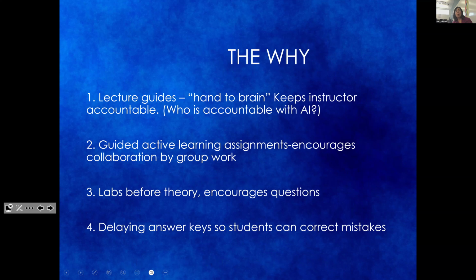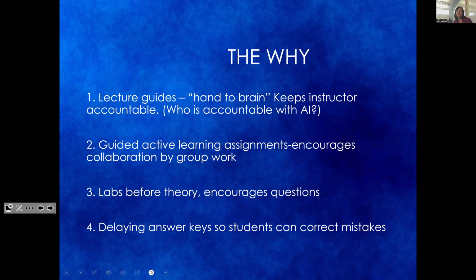So the why, this is why I do what I do. So I have the lecture guides, which keep up, there's videos where the student has to write by hand. So you have that hand to brain philosophy where they have to write out each problem, which keeps me accountable. And that's important because the students say, well, this is on a test. Well, it's covered on page 59. So now you know that you should have looked at it. But who is actually accountable with AI? And that's just a question here. If it's wrong, who is the person that's accountable to it?